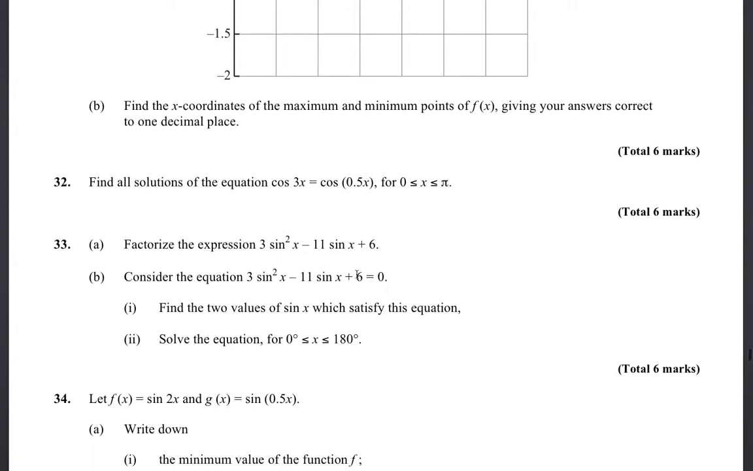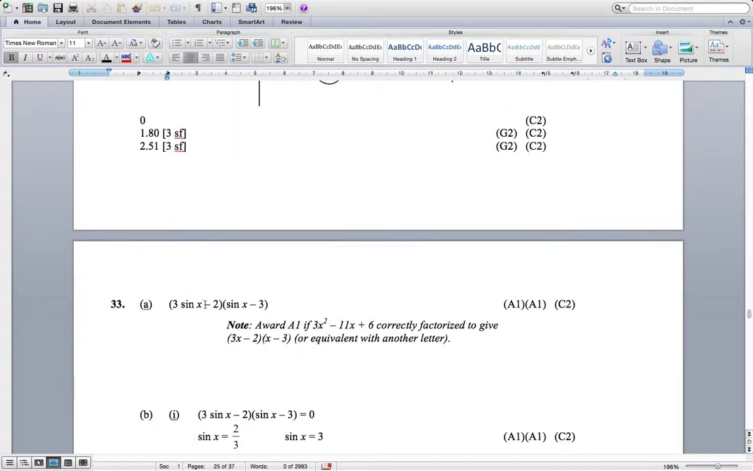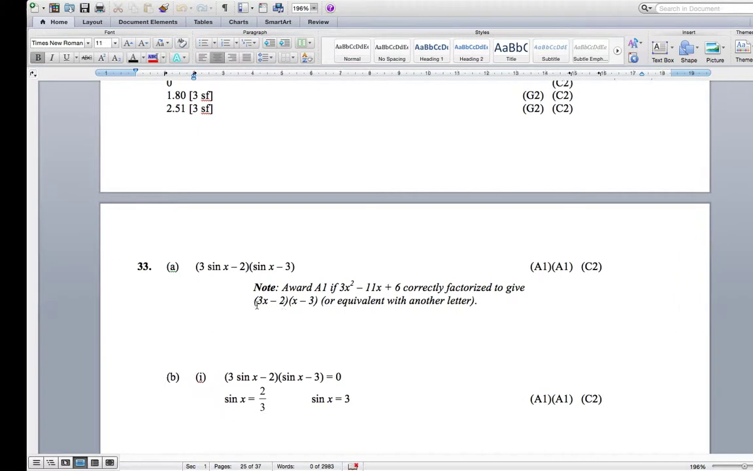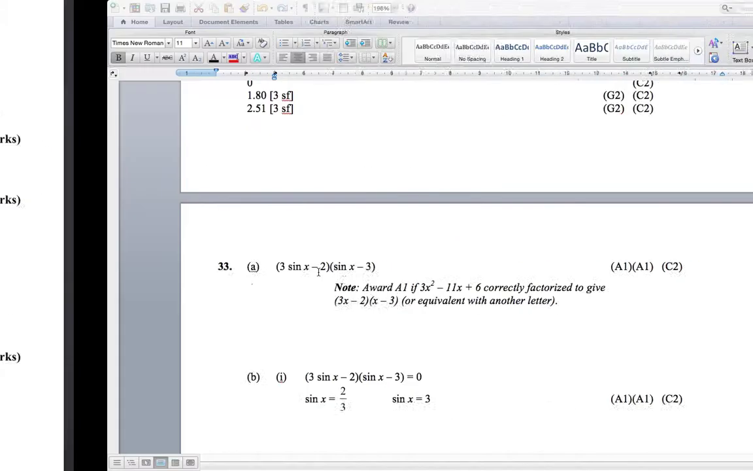Okay, so next problem. Factorize the expression 3 sin square x minus 11 sin x plus 6. You can see that it is a quadratic expression in sin x. So by splitting the middle term, you should write minus 11 sin x as minus 9 sin x and minus 2 sin x. And then you get this answer, 3 sin x minus 2 and sin x minus 3. Okay. And the second part is consider the equation 3 sin square x minus 11 sin x plus 6 equal to 0. So that is again very simple.